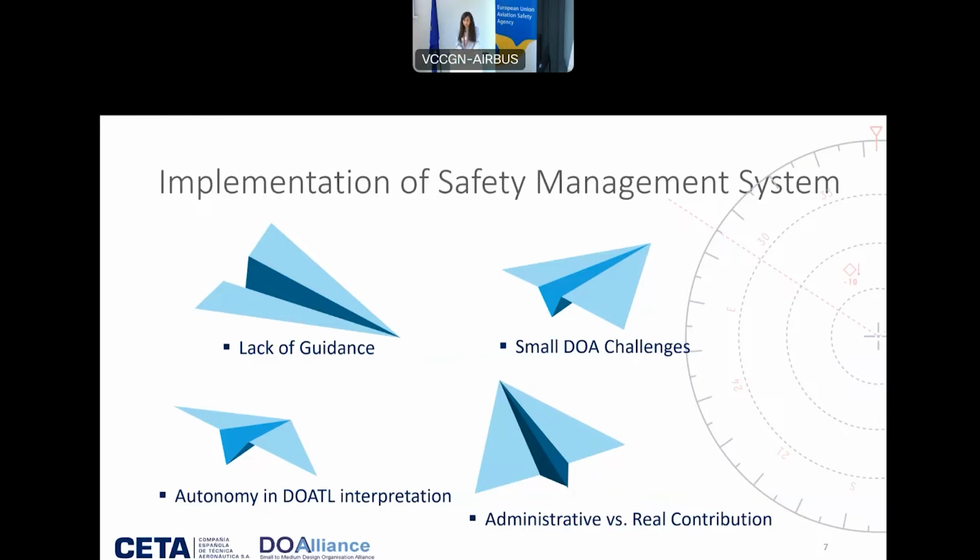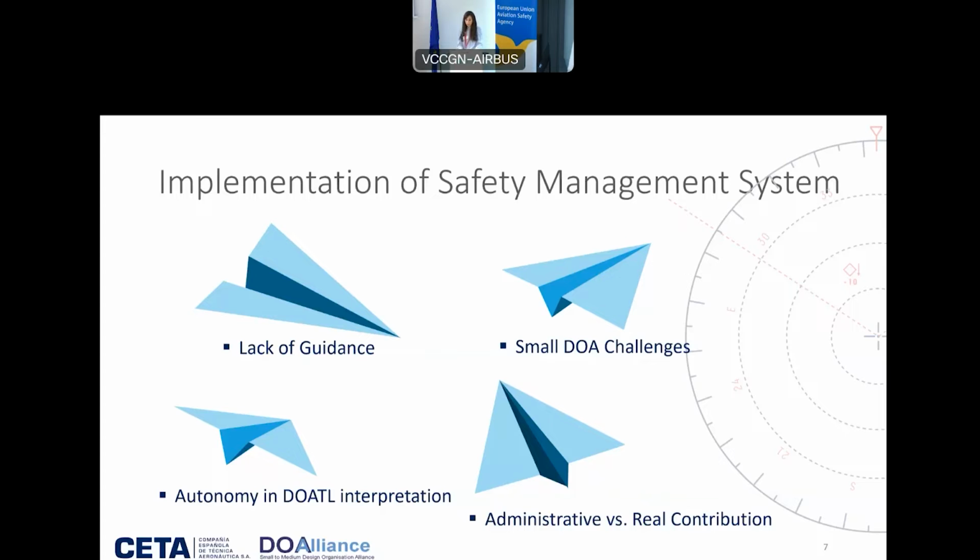Regarding the small DOA challenges, as a small company, the SMS appears to be more an administrative workload than a tangible contribution to safety. For instance, aspects like anonymous reporting may be less practical in a smaller team where openness is feasible. Yes, it might be difficult to remain anonymous in our organization. Moreover, the creation of safety performance indicator KPIs poses a challenge in terms of relevance and assessment, because we face a few projects per year.